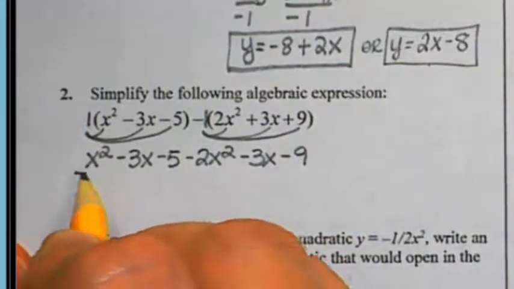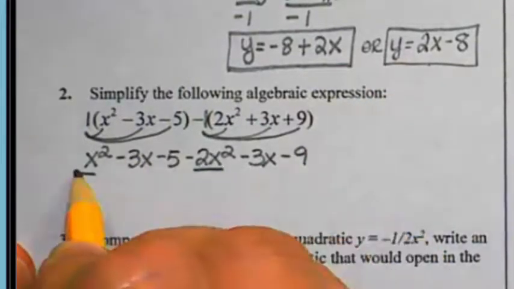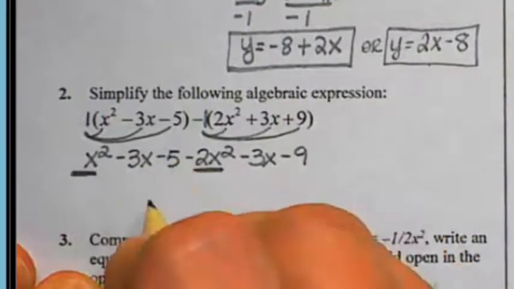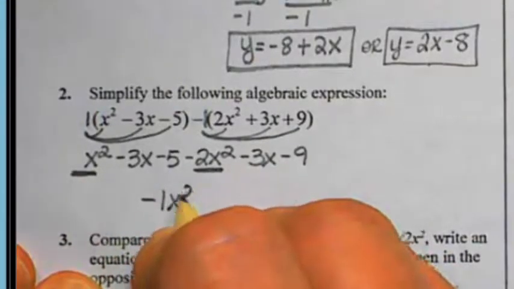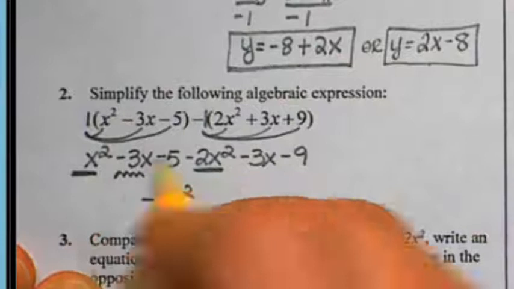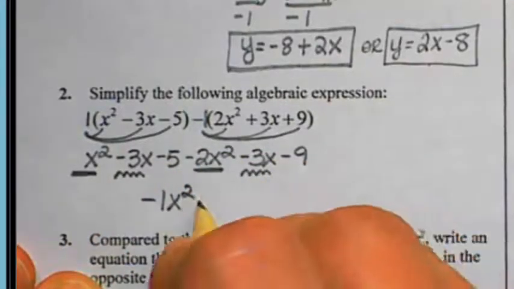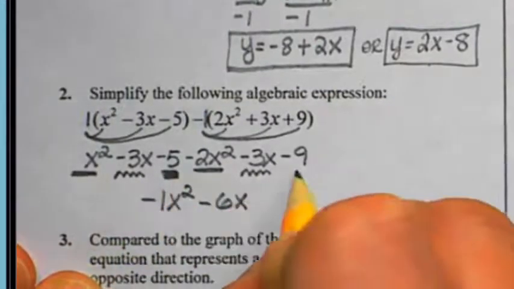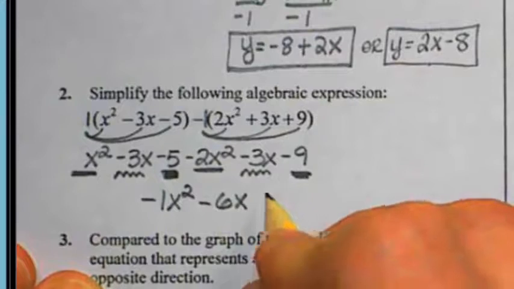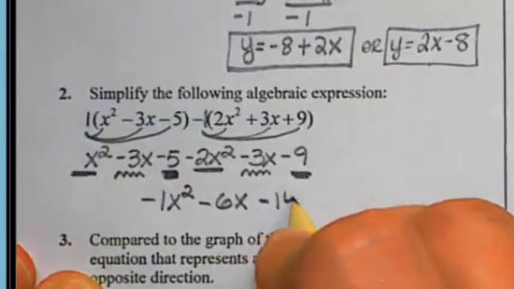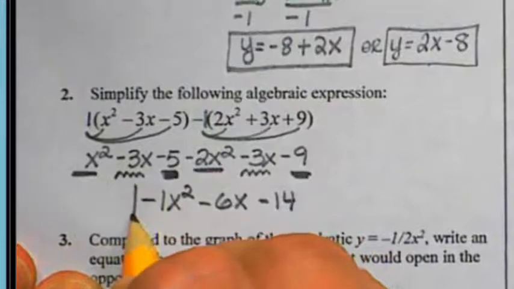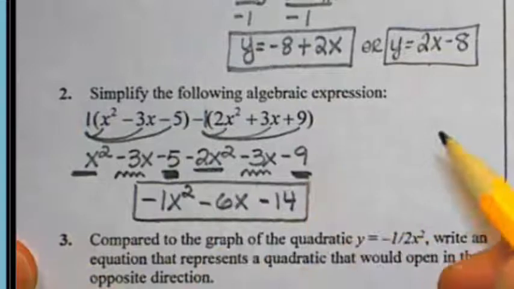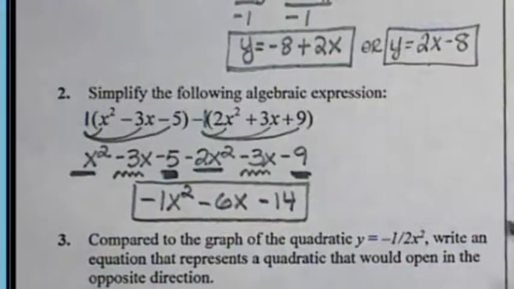Now I'm going to combine like terms. I can combine x squared with negative 2x squared because they both have x squared. So 1x squared minus 2x squared is negative 1x squared. Then I have negative 3x, I can combine with negative 3x, so this would be negative 6x. And I have negative 5 and negative 9. If I combine those, I'm going to get negative 14. Once I've done that, I notice there's nothing else I can combine, so that means this is my final answer. This is the simplest form for this problem.